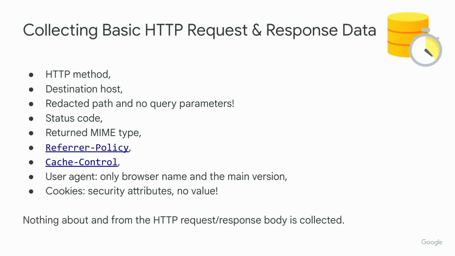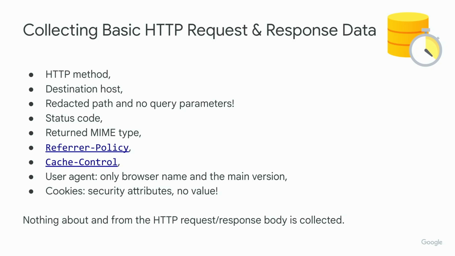So what do we collect? Well, we are starting with the basic information, like HTTP method, get, post, put, options, and destination host. We need to know under what host we are serving the given traffic. Then the redacted path. The path is redacted to remove identification information. We'll talk in detail about that in a second. No query parameters, because they may be sensitive.